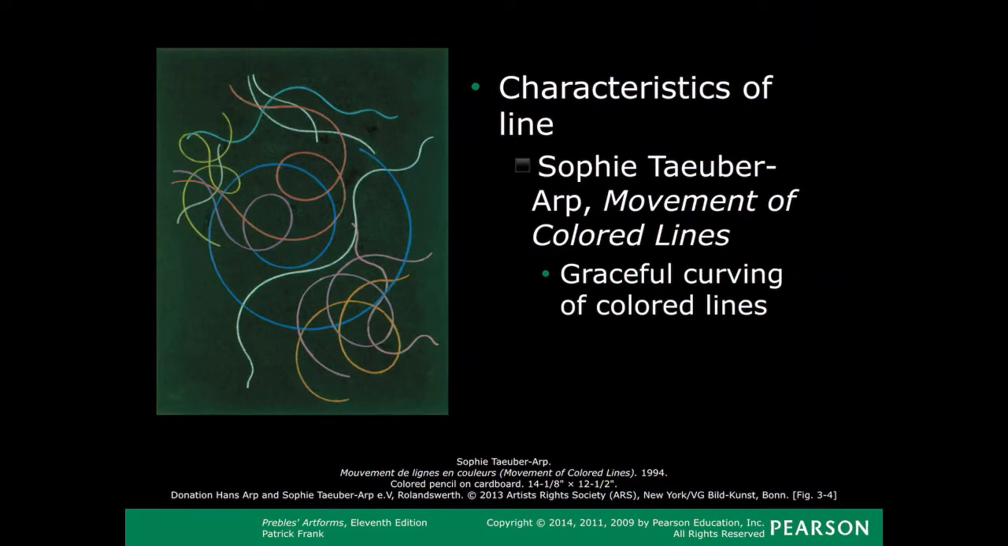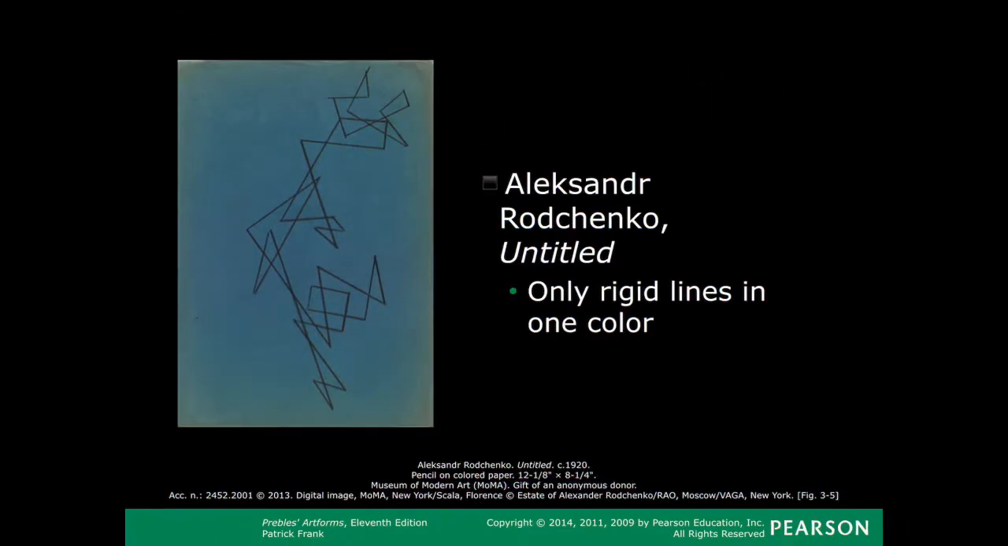And here is an example of a work of art that has some very interesting line quality: Sophie Taeuber-Arp, Movement of Colored Lines. And you can imagine for these artists that are experimenting with more abstract works, you'll see a lot of creative uses of line.